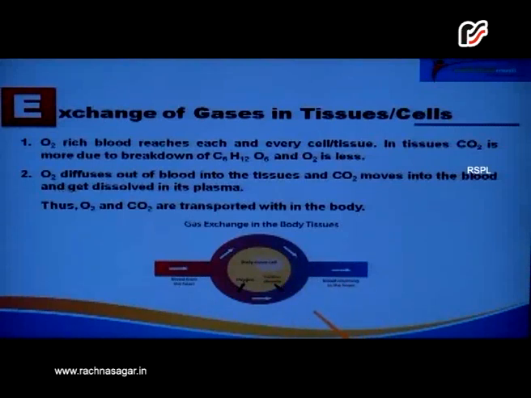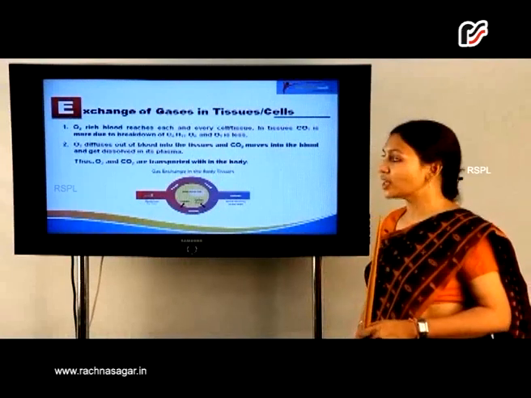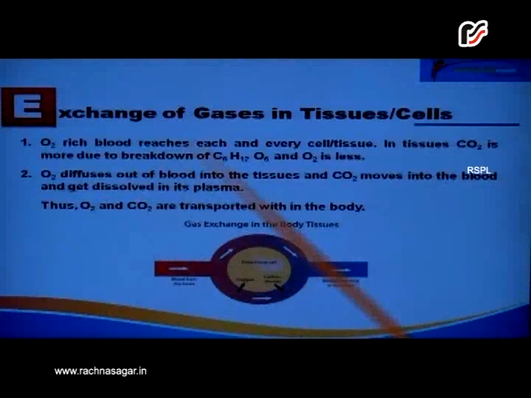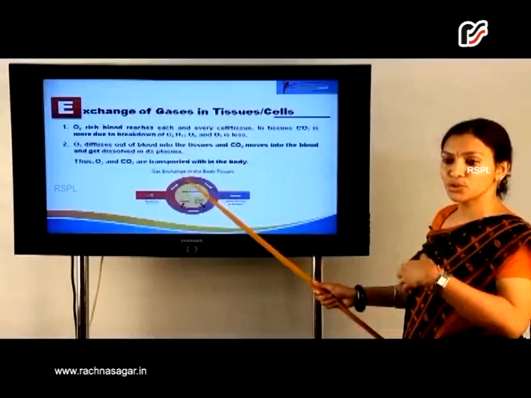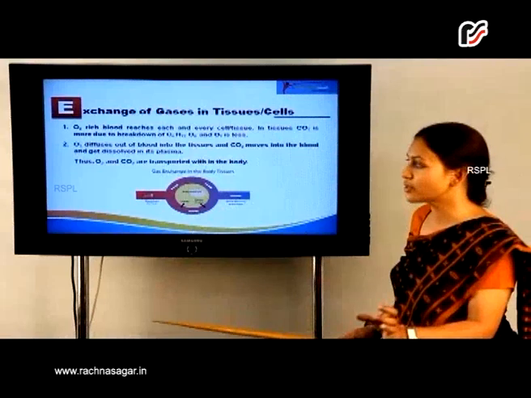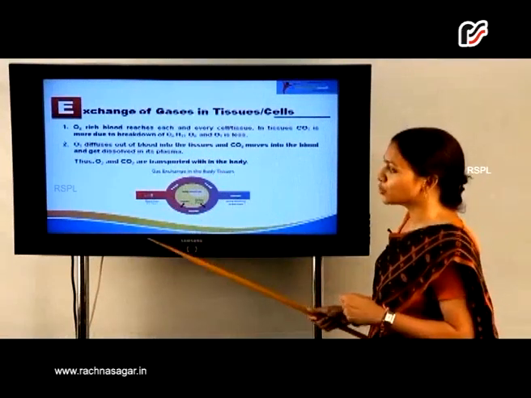The carbon dioxide which is picked up goes into the veins, and all those veins carry the blood back to the heart. So basically, in the exchange of gases in tissues and cells, first the oxygen-rich blood goes to the tissues so that the glucose can be broken down, and due to that the oxygen is continuously used up, hence its amount decreases. So oxygen is less in the tissues.